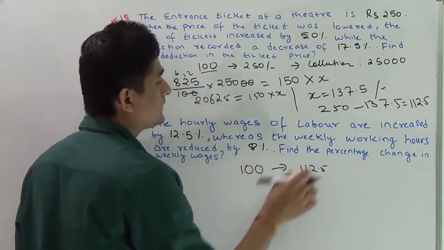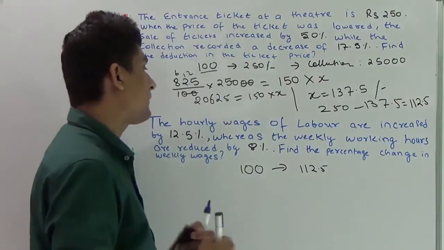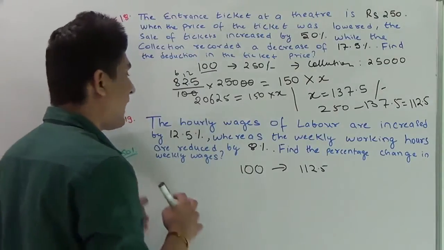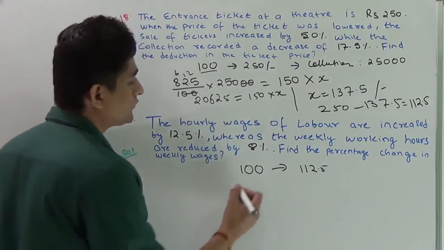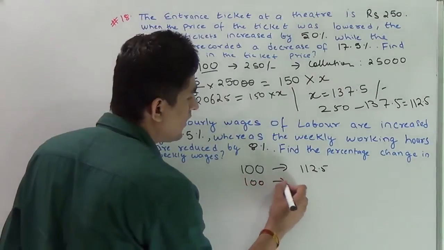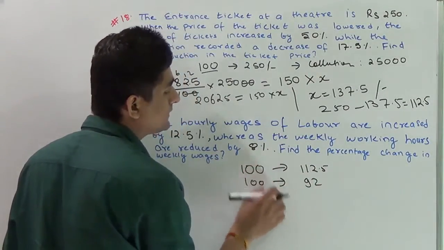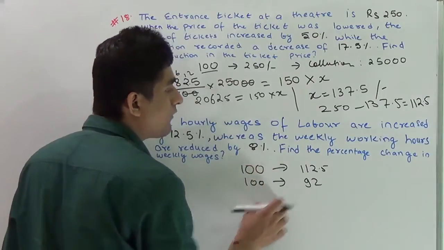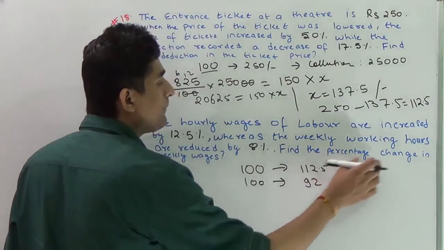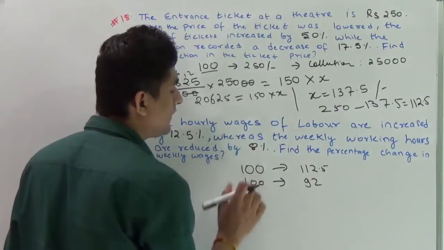Now the question says, suppose the labor was working in a week for some hours, suppose 100 hours. Now he is working for 92 hours because it has been reduced by 8%, as given in the question. We have to find the percentage change in the weekly wages of the labor.